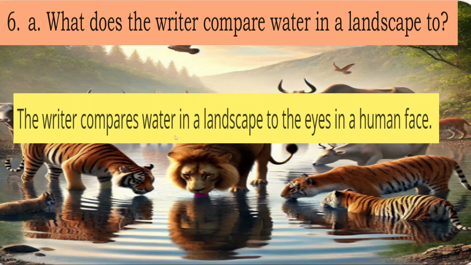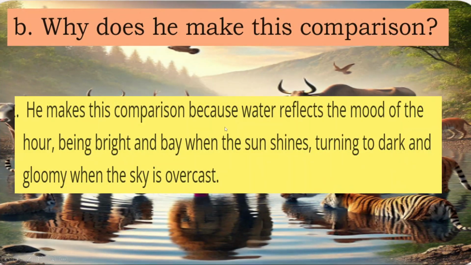6. What does the writer compare water in a landscape to? The writer compares water in a landscape to the eyes in the human face. Why does he make this comparison? He makes this comparison because water reflects the mood of the hour, being bright in the day when the sun shines and turning dark and gloomy when the sky is overcast.